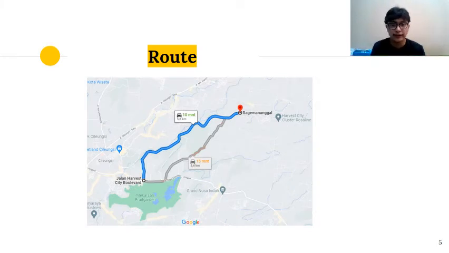The route that I take for the first and second experiment is from Harvest City Boulevard to Ramenunggal Street. I chose this route because it has less vehicle crossing and fewer obstacles. The distance is about 5.6 km and it takes around 10 minutes to go from the first point to the second point.